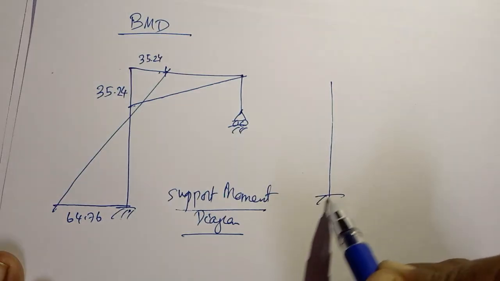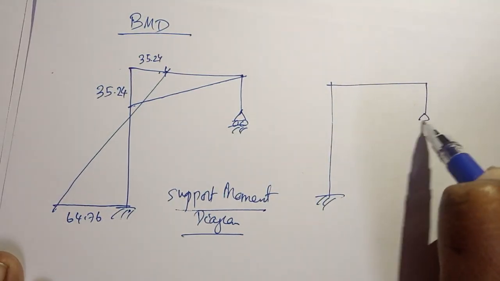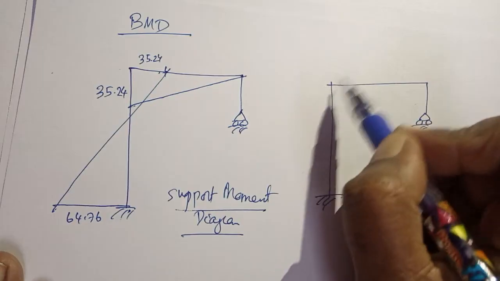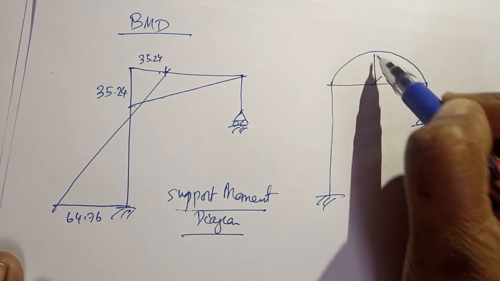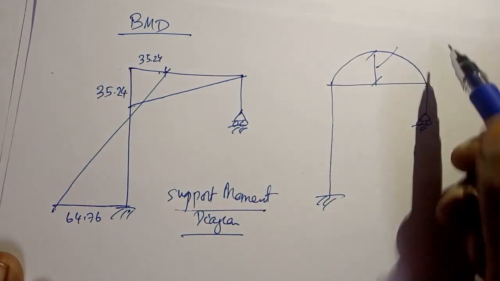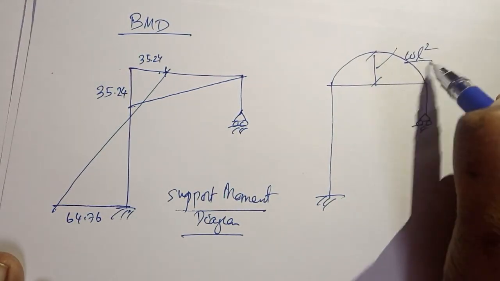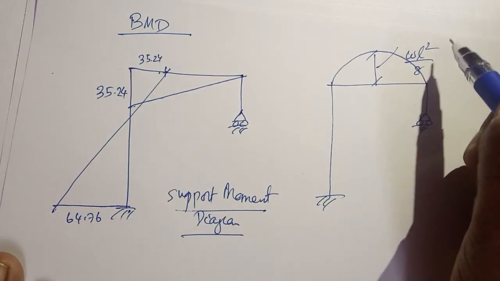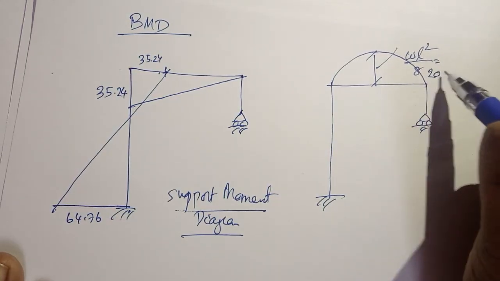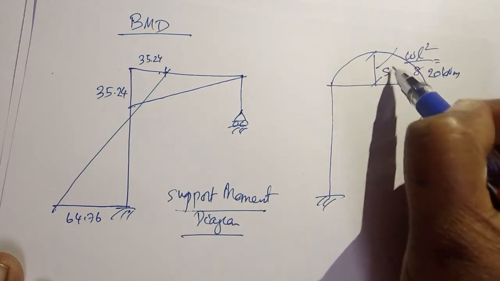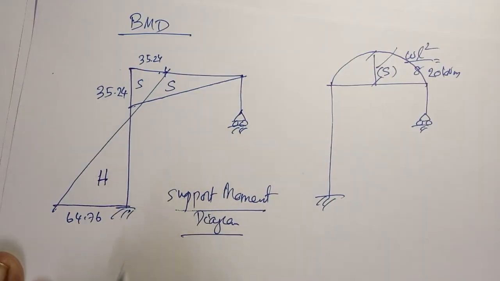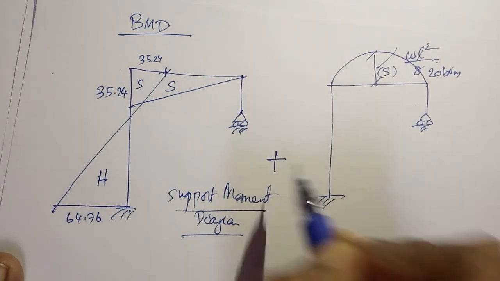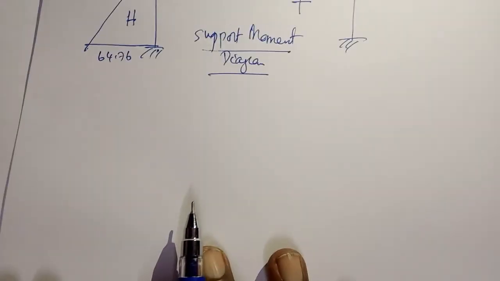Then this portion is having uniformly distributed load. So due to that UDL, here there will be a simply supported bending moment, which is equal to W L square by 8, and that value is 20 kilonewton meter. So this is sagging, this is sagging, this is hogging. These two together will give you the total bending moment diagram. So we superimpose the two together.